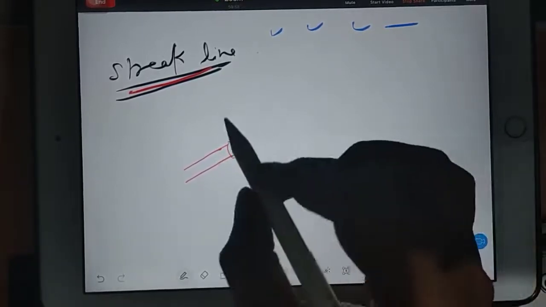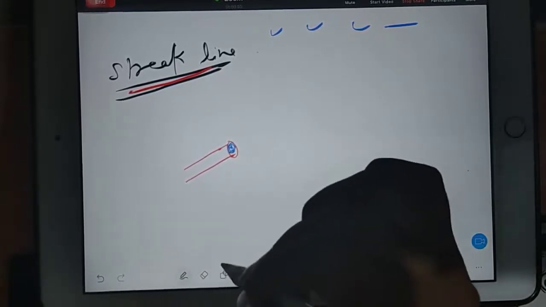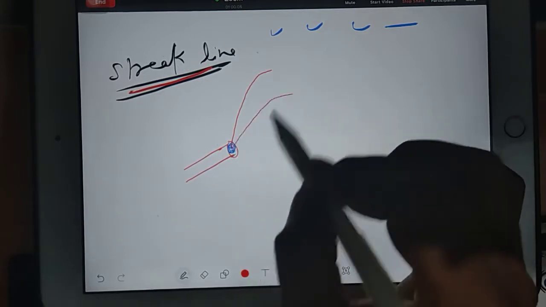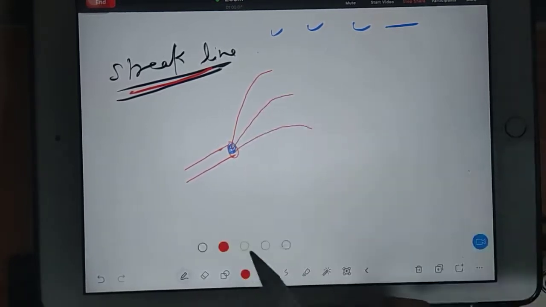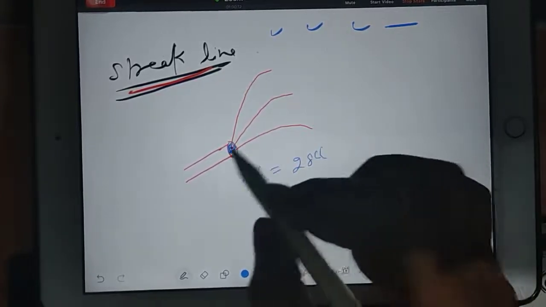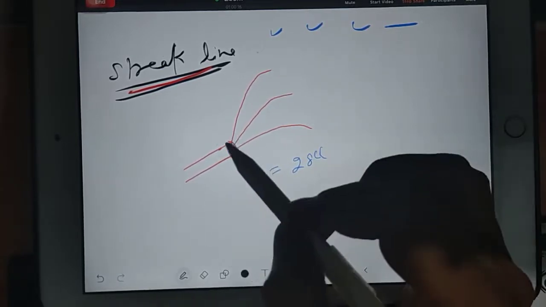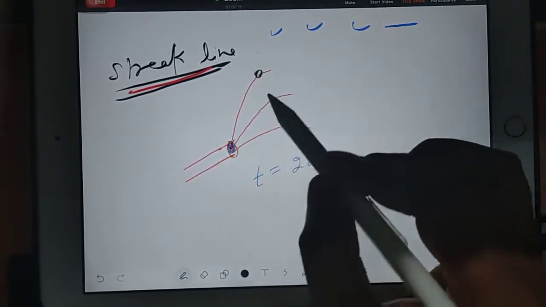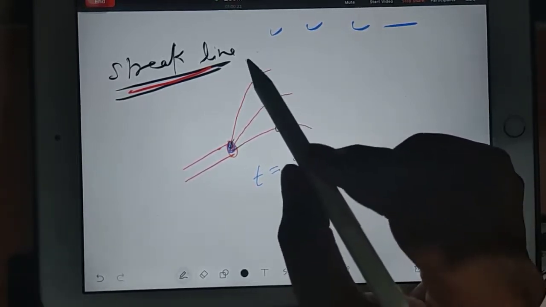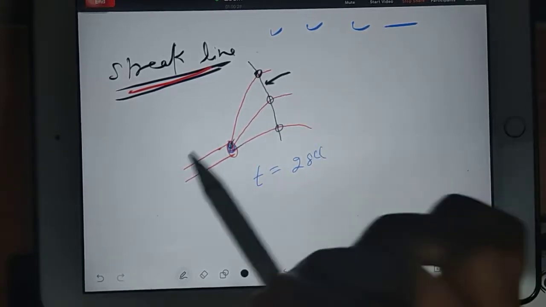tube, 3 particles are coming out from the same position. Suppose one particle is going in this direction, one particle is going in this direction, one particle is going in this direction. So imagine at any time t, suppose after 2 seconds, the first particle reached here, second particle reached here, third particle reached here. So you connect these lines. So this black line is known as streak line.